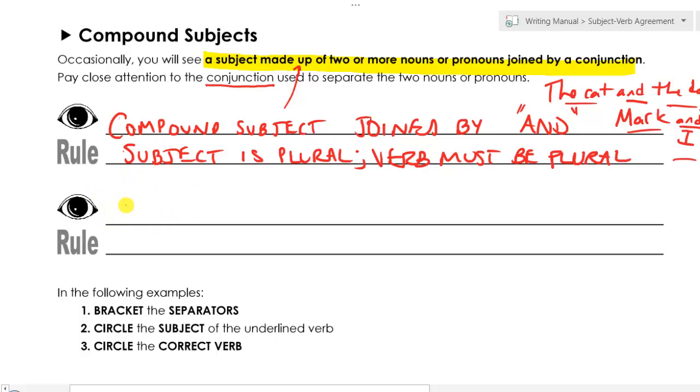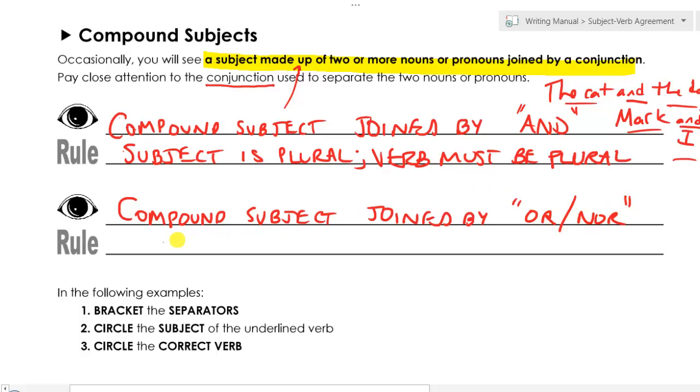With a compound subject joined by or/nor, and that's what we're going to write here as the tip-off clue, compound subject joined by or/nor. Compound subject joined by or nor. This rule is slightly trickier. The verb must agree with the second subject.